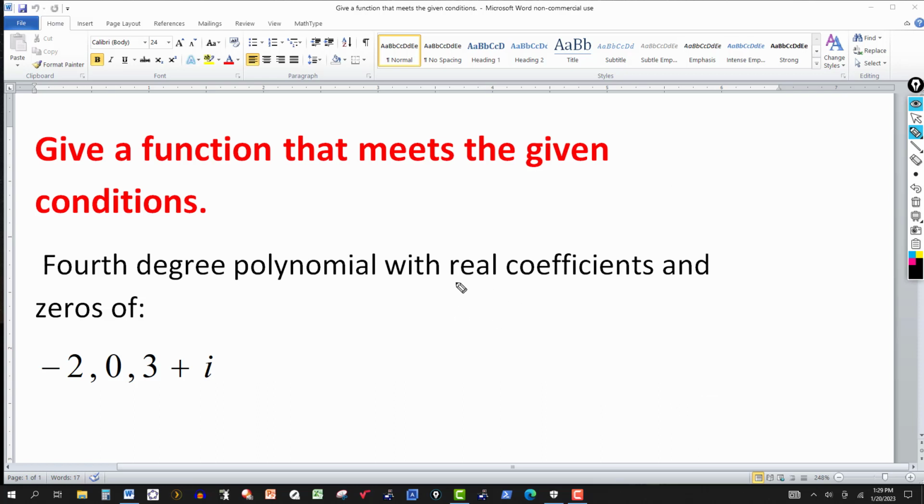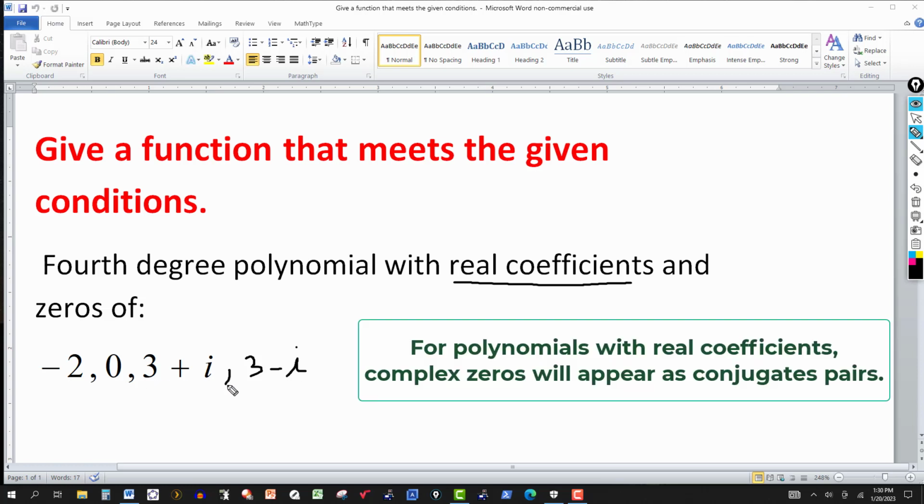Now if the polynomial has real coefficients, and this is the key here, if you're not given this, then we wouldn't be able to do what I'm going to do here. But because we're given real coefficients, if 3 plus i is a zero, then 3 minus i is also a zero. So now we have all 4. So basically what we have to do is generate the polynomial given the zeros. So I've got 1, 2, 3, 4.